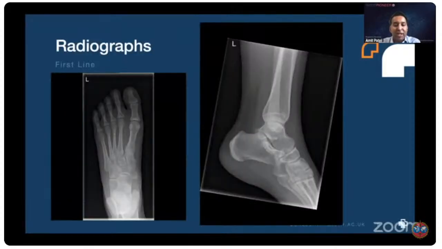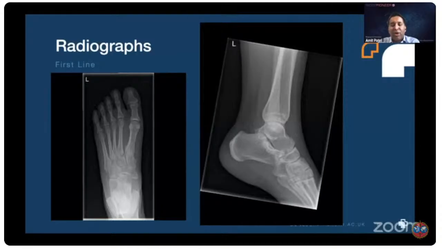Radiographs are your first intervention. Your classic DP radiograph, looking at between your first web space, between your first and second metatarsal bases. Often you can see the fleck sign of an avulsion in this view.